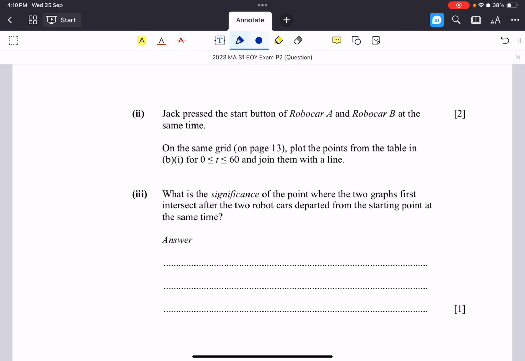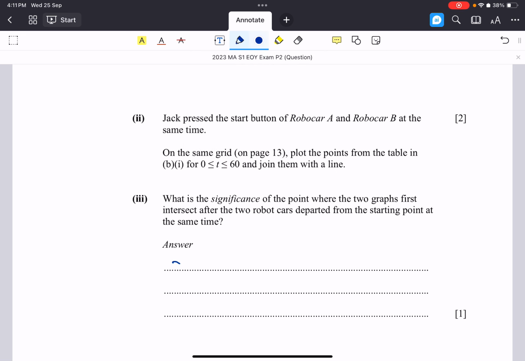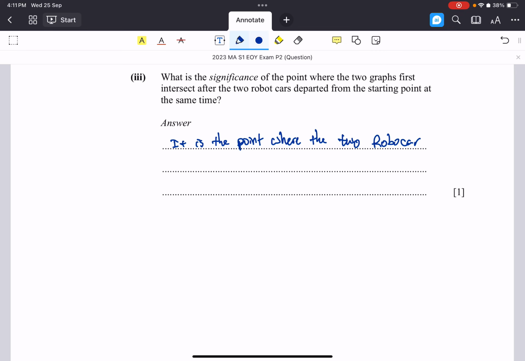Change back my pen. It is the point where the two robo car is at the same distance. Distance? Yes, same distance.